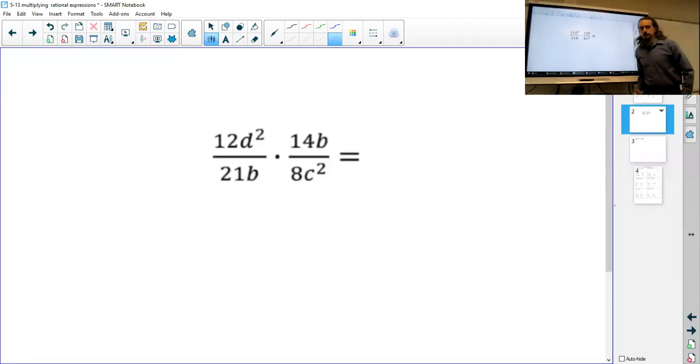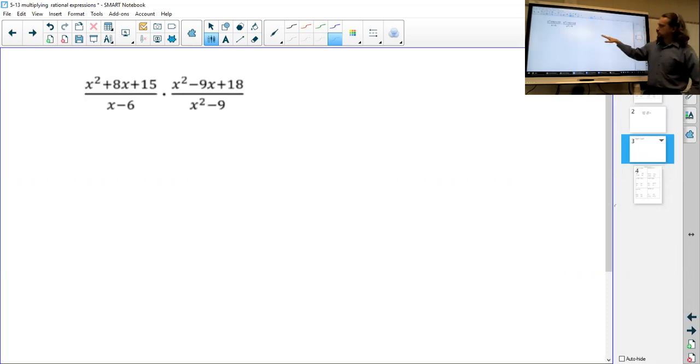So multiplying rational expressions, nothing really that new here. The same as simplifying rational expressions, only now there's just two of them being multiplied together. Okay. So two cases you're going to see. One is like this, where we just have single terms and we just simplify. And then the second type where we have quadratics that we have to factor before we simplify.